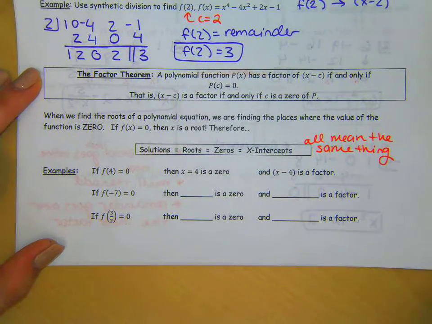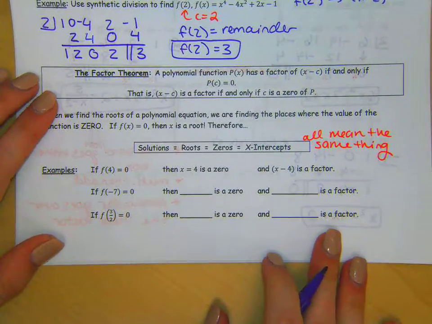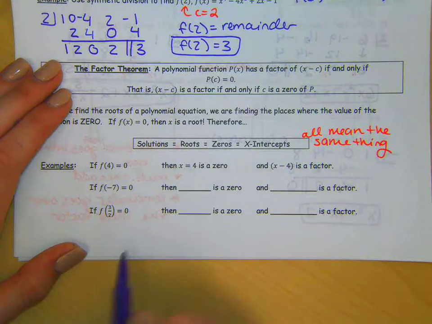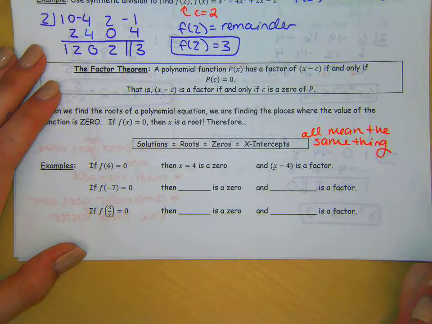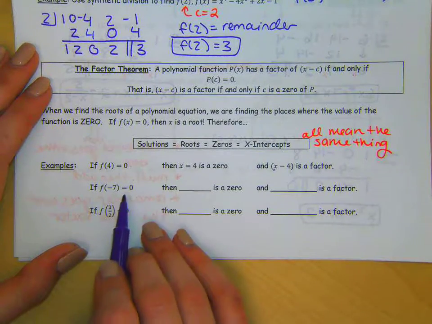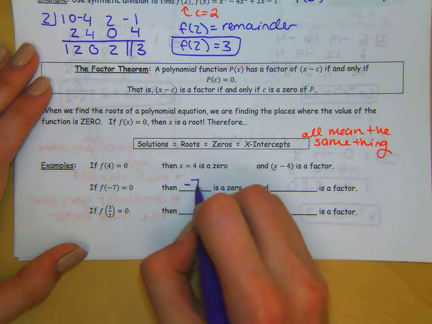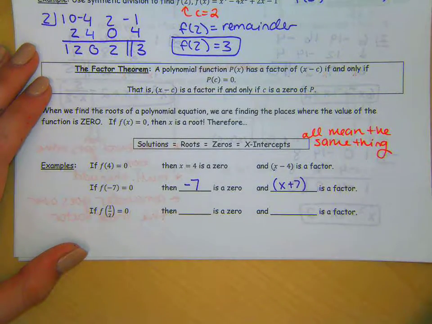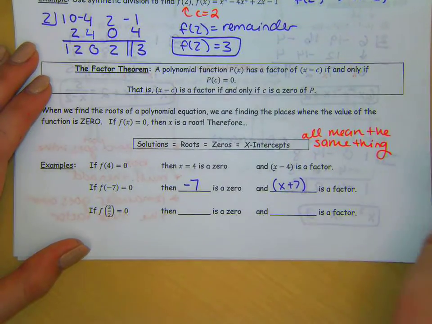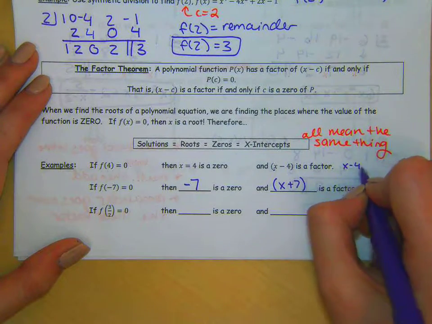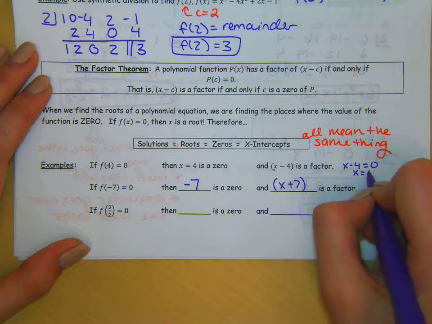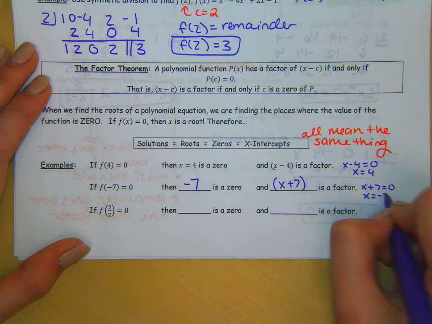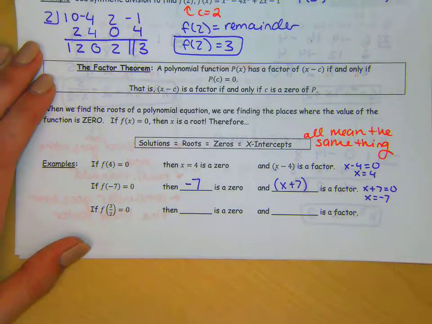And we'll get into graphing these as well. So we'll put these on our x-intercepts. So f of 4 is 0. That means x equals 4 is a 0, or x minus 4 is a factor. If f of negative 7 is 0, then that tells us negative 7 is a 0, and x plus 7 is a factor. Remember, when we have factors, to find the 0 of that, we take that factor and set it equal to 0. So that's where that sign change comes from. So x plus 7, you set that equal to 0. That's how we get x equals negative 7 as a 0, and so on.